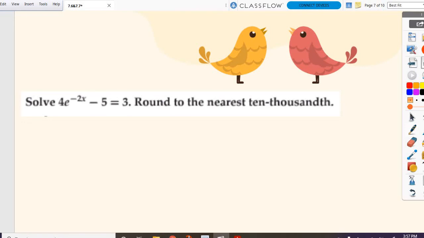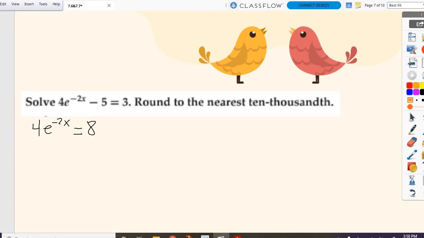All right, let's look at one last example. So notice here I have a base of e. So it's going to be a little bit different, but not entirely. So we have 4 times e to the negative 2x minus 5 equals 3. So remember, just like with any of our other things, before we can start moving things around or taking logarithms or anything like that, whatever's being raised to the exponent has to be by itself, which means that right now we have to get rid of this 5 first.